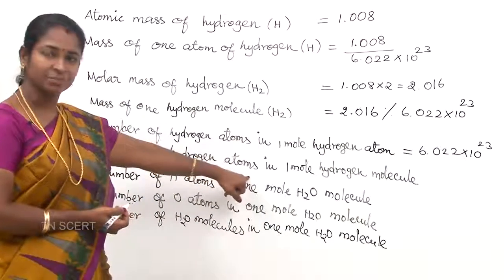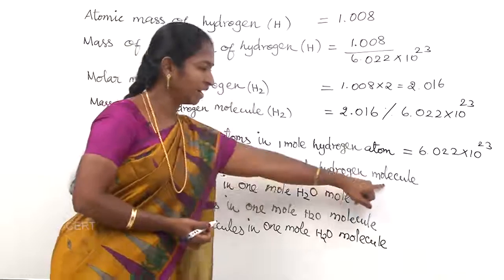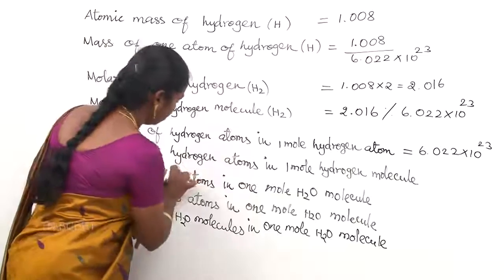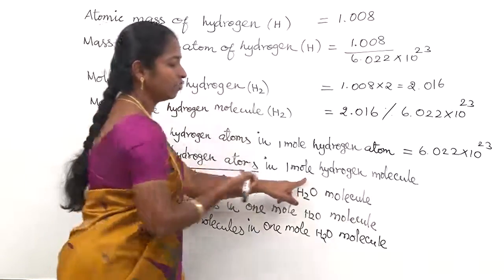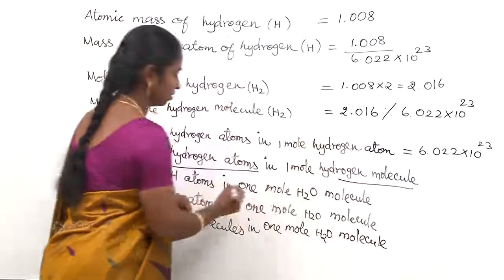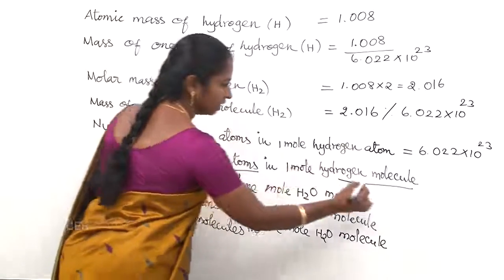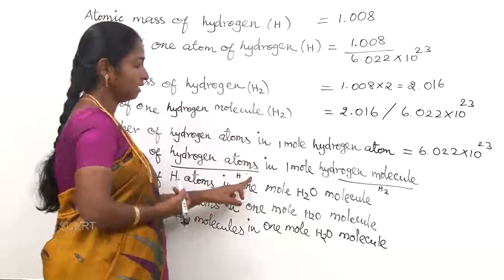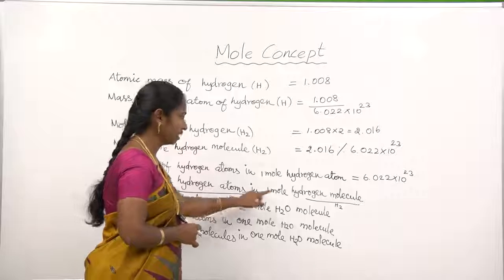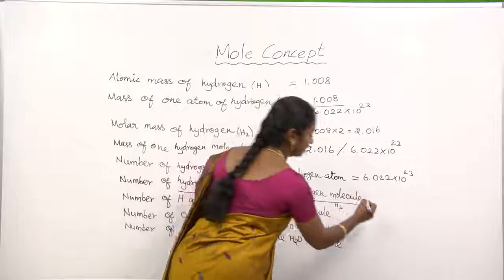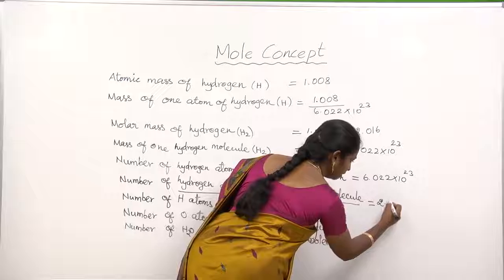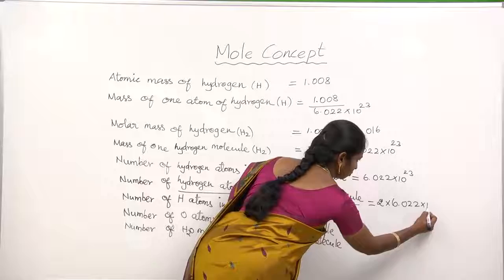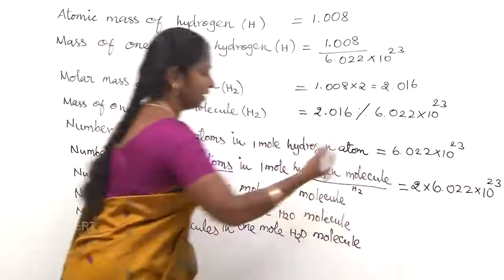Number of hydrogen atoms in 1 mole of hydrogen molecule. Here it indicates the number of hydrogen atoms in 1 mole of hydrogen molecules. That means number of hydrogen atoms in 1 mole of H2, is it not? So here number of hydrogen atoms in 1 mole of hydrogen molecule is equal to 2 into Avogadro number, 6.022 into 10 power 23.